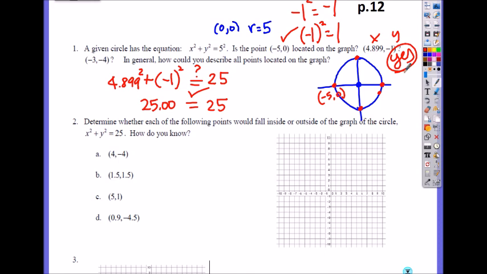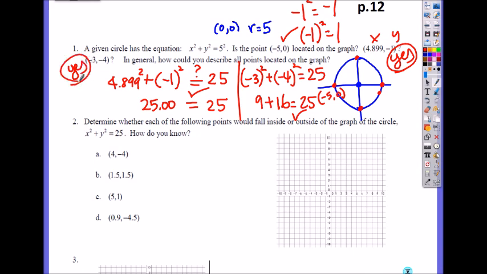Okay. What about the last one? It's negative 3 squared plus negative 4 squared equals 25. 3 squared is 9. 4 squared is 16. Is it equal to 25? It's 3, 4, 5, guys. 3, 4, 5. You remember Pythagorean theorem? So it is yes. So they were all on the circle. Questions?